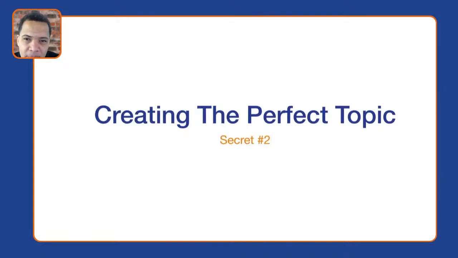Secret number 2, creating a perfect topic. Now, it's very simple to create this topic. And a lot of you guys might be thinking, well, I already know what you sell, or you know what you're selling, but you got to create a specific topic on it, because there are some things that people might be willing to buy, and some things they might not be willing to buy.